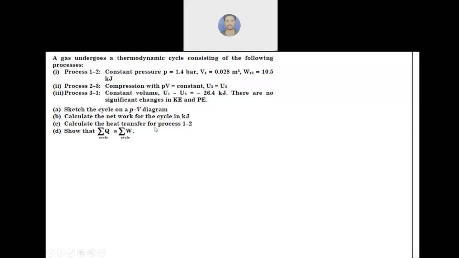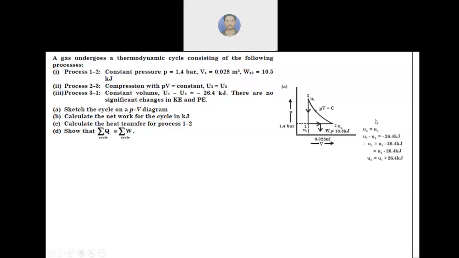Then you have to show total heat transfer equals to total work transfer. This is nothing but the first law for a cyclic process. So these things you have to do. How you will do first? You have to sketch the PV diagram. See, this is the PV diagram.